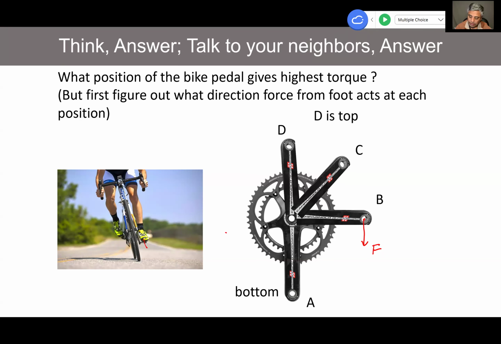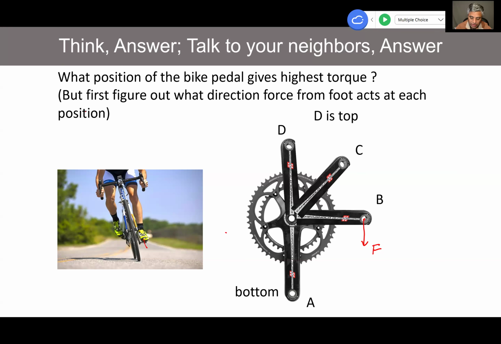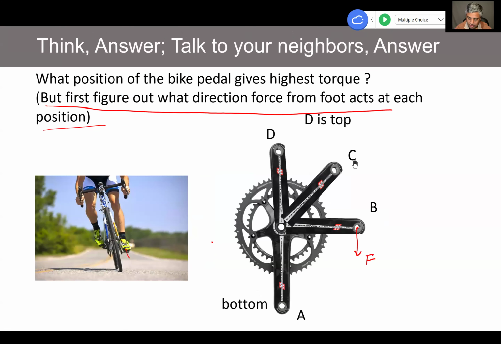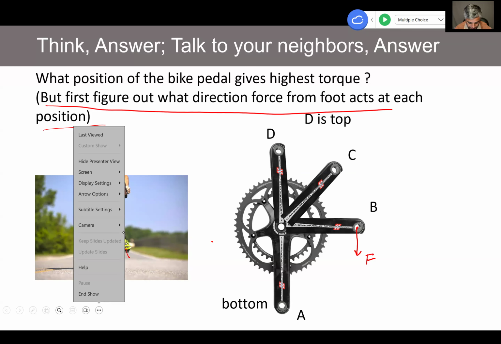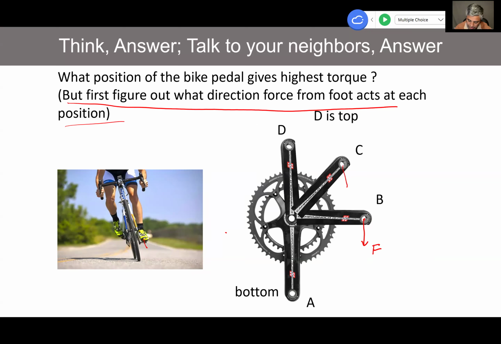Okay, so let's see what we got here. We got all of them, a bit more for B, and there is C and D. Just like I suggested, to find the lever arm, we first need to figure out what direction the force is acting. When we are pushing the pedal, it turns out we push the pedal down all the time, not just when it is here. So even when it is there, the force is vertically down.